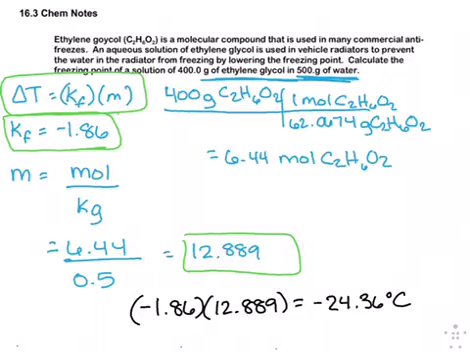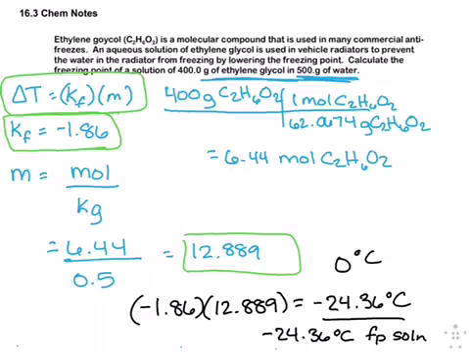How do I know it lowers the freezing point? It's a negative number. And since water freezes at 0 degrees Celsius, and this is 24 degrees below 0, we have to subtract them. So from water's normal freezing point, this lowers it 24 degrees. So the freezing point of this solution is negative 24.36 degrees.